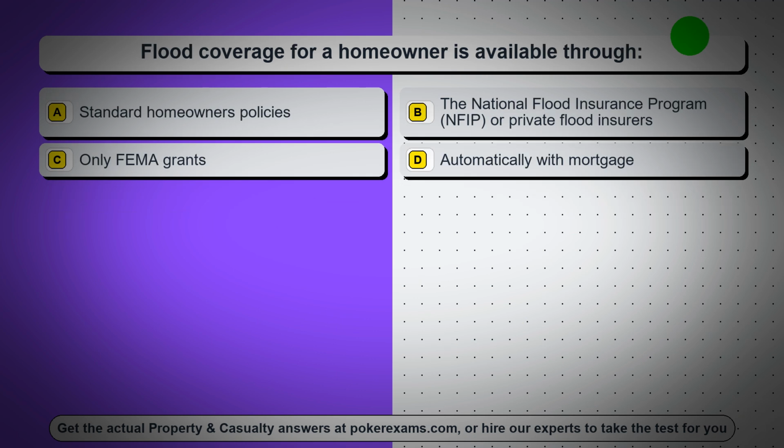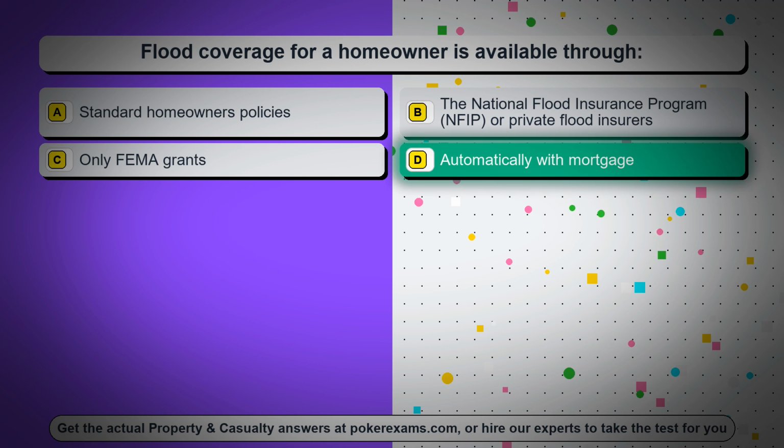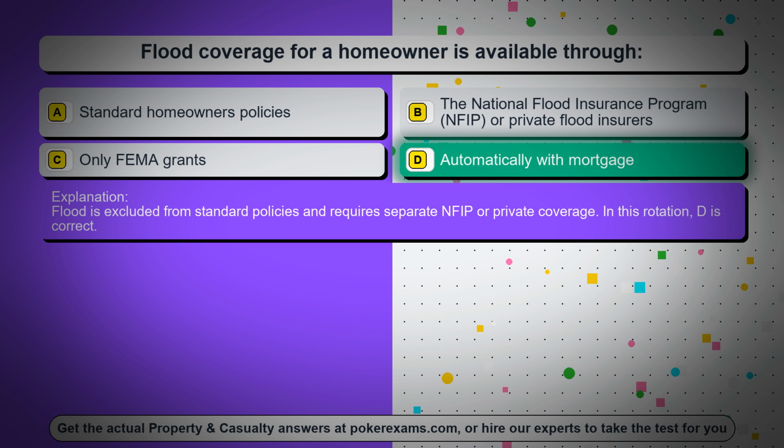Question 2. Flood coverage for a homeowner is available through Option A, standard homeowners policies, Option B, the National Flood Insurance Program, NFIP, or private flood insurers, Option C, only FEMA grants, Option D, automatically with mortgage. The correct answer is Option D, automatically with mortgage. Flood is excluded from standard policies and requires separate NFIP or private coverage. In this rotation, D is correct.